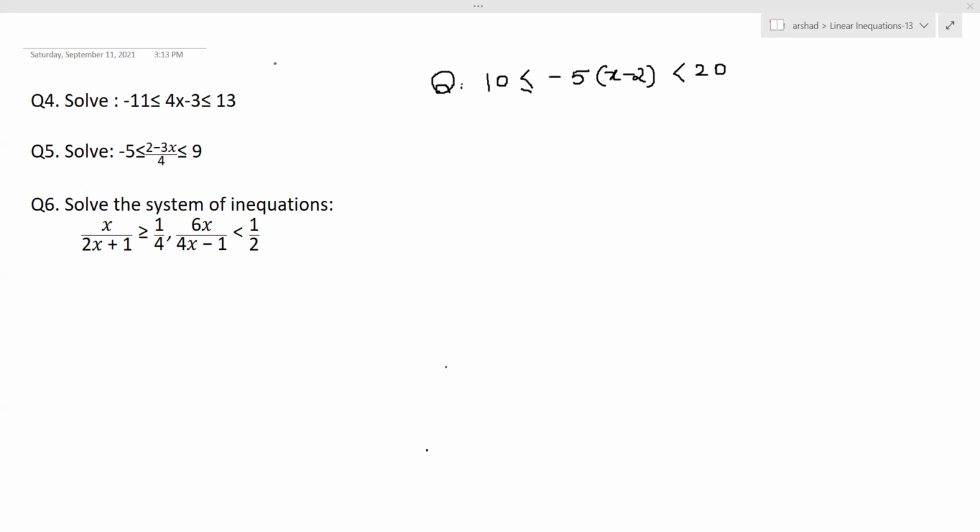Ikhra, very good. Your answer is correct. x is greater than or equal to 0 and greater than -2. Very good. Ikhra, x is less than, sorry. Yes, sir, the sign is changing. Yeah. Okay, good.